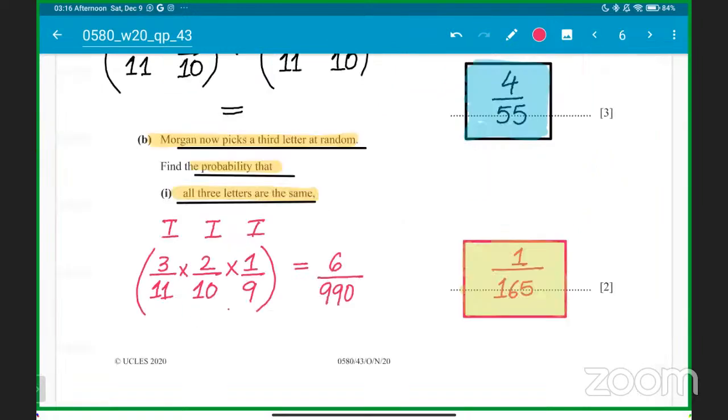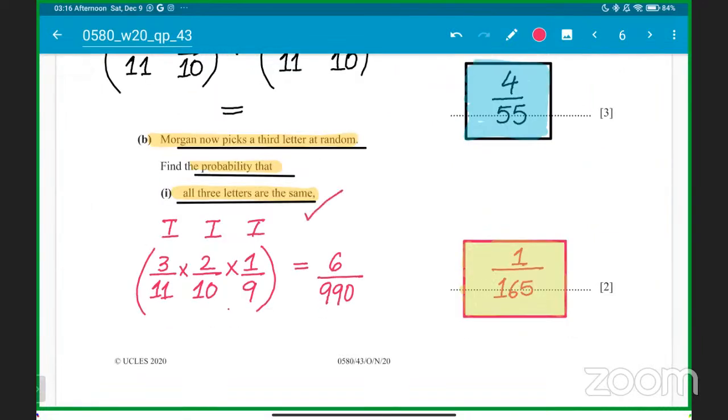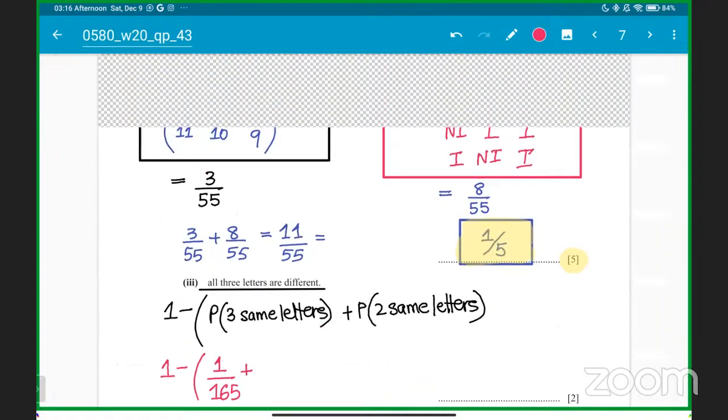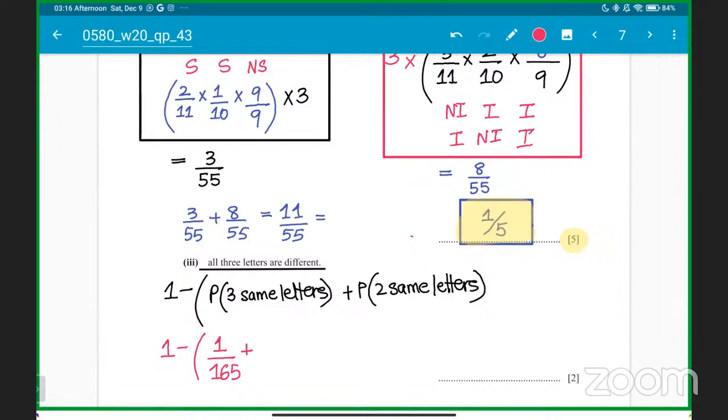Everyone getting it? Following? Because it's the complete opposite that we are finding now. I'll repeat it. The first was all 3 letters are the same. The second was 2 letters are same. So what is left only? If 3 letters are same, 2 letters are same.